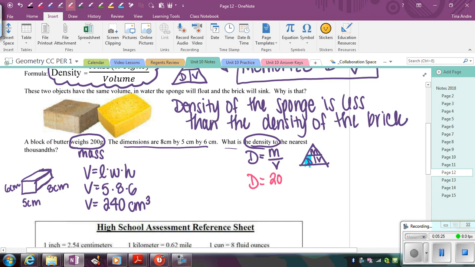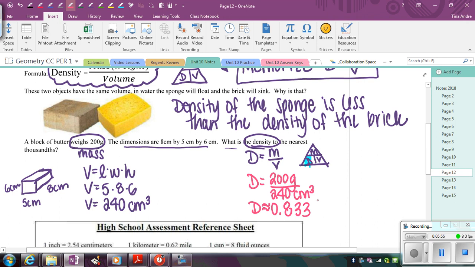So you're going to take your mass, 200 grams, and you're going to divide that by the volume, 240 centimeters cubed. And we're going to go ahead and round that to the nearest thousandth. So 3 decimal places. So 200 divided by 240. When I round that to the nearest thousandth, it's going to be 0.833, because the 3's are repeating. I'm going to make that approximately equal since I'm rounding.